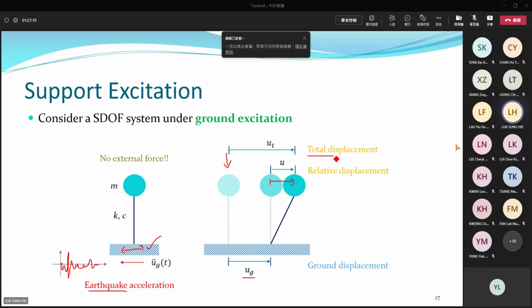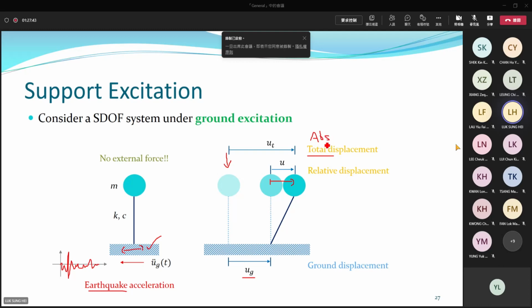Some textbooks call this absolute displacement. But I think using total is easier to understand from our point of view. Total is just like adding things together. But when you read some textbooks, they call this absolute displacement, so you may put a remark for yourself here. Absolute means a similar thing.